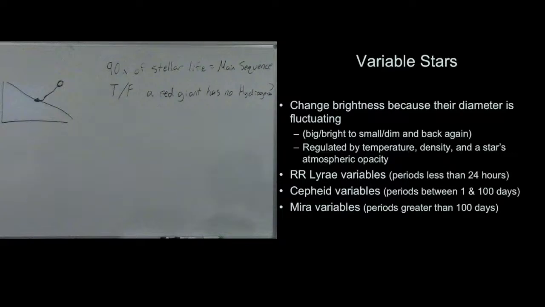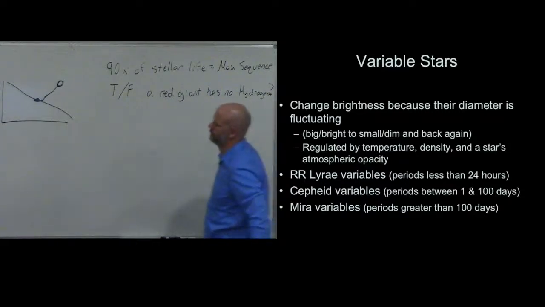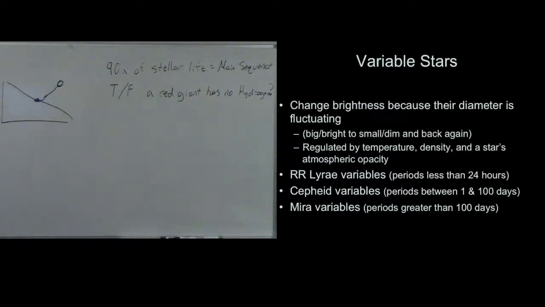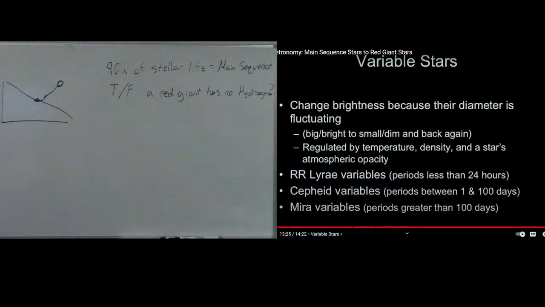There are three types of variable stars that a red giant might become. They are RR Lyrae variables, Cepheid variables, and Mira variables. These are based on how long of a period the variability is happening in. So RR Lyrae variables, the brightening and dimming of an RR Lyrae variable.